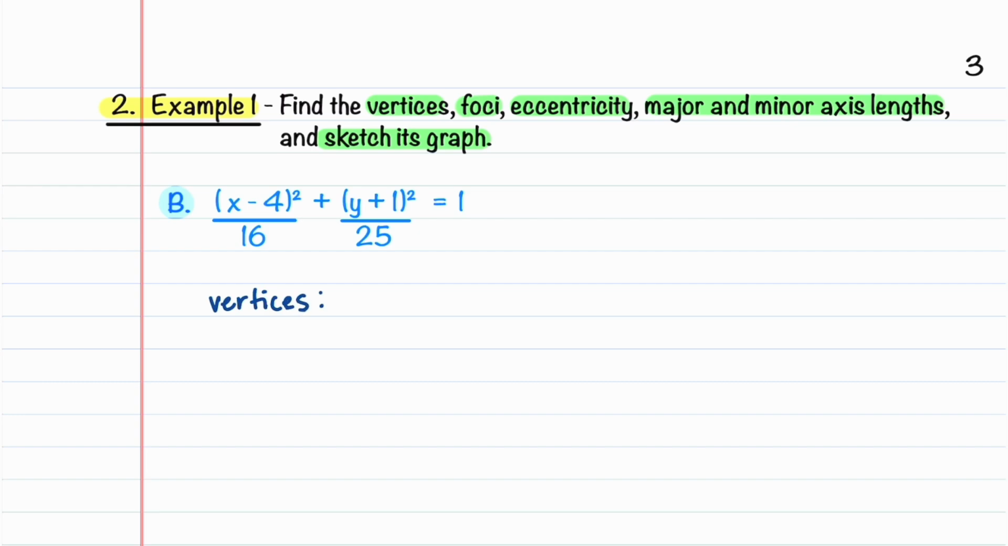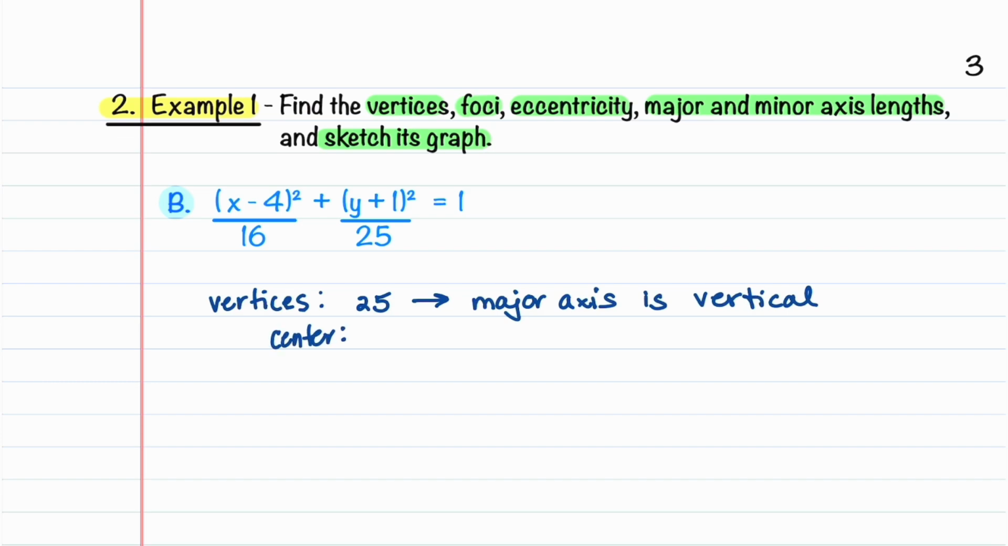Notice that our largest number is 25, and it is located under the y plus 1 squared. So that tells us that our major axis is vertical. To find the vertices of an ellipse that is not centered at the origin, we first need to find the center of the ellipse. So let's write down the center.